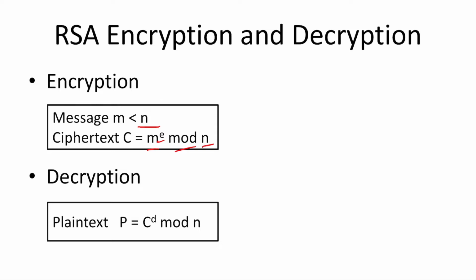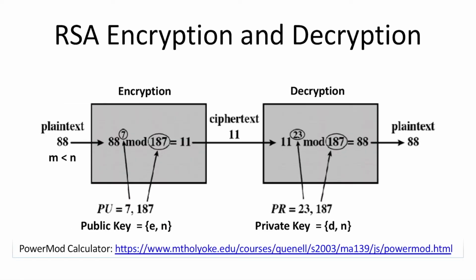Similarly, to decrypt the ciphertext, we have to convert it to a decimal string, and now we need the receiver's private key to decrypt the message, which means that we need their private exponent and the modulus n. So we take the ciphertext and raise it to power private exponent mod n, which is our modulus, to get back the plain text. Let's look at an example.